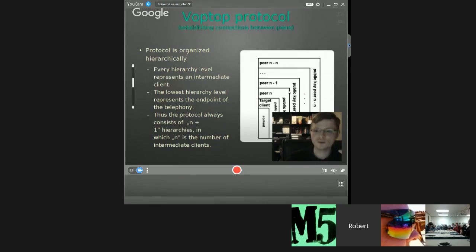So it's very inspired by onion routing. You maybe have heard of it. That is a protocol for anonymous surfing on the internet. It carries the same idea, but not for connecting to websites. It's for video chat and so on. Yeah, that's the way the Voptop protocol works. Pretty simple, I hope.